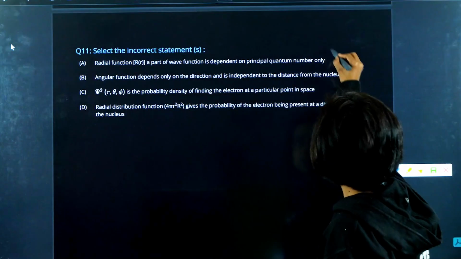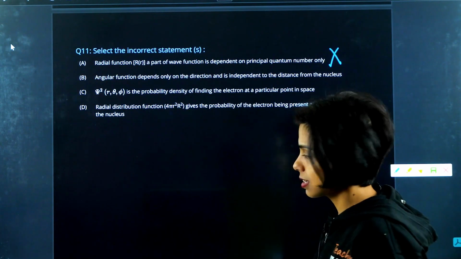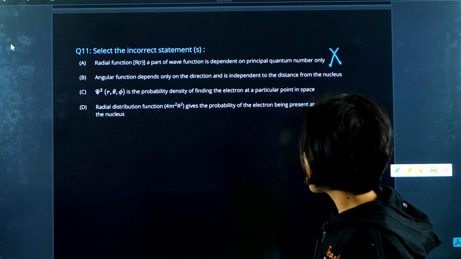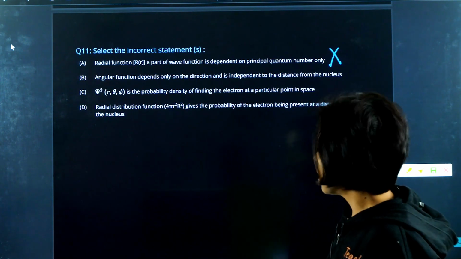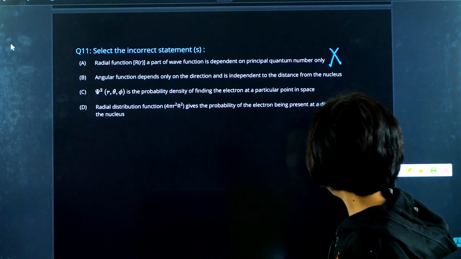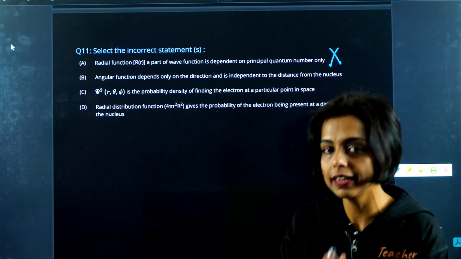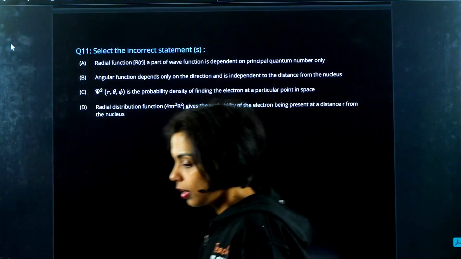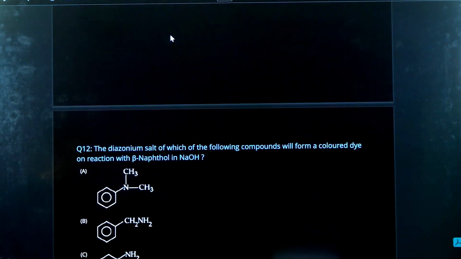So the first statement itself is an incorrect statement. But angular function depends upon direction and is independent of distance. Yes, that is right. Psi square is the probability density of finding an electron at a particular point in space. Radial distribution function gives the probability of finding the electron at a distance r from the nucleus. The rest are all correct. So the incorrect one indeed is A. Got it, guys? So A is the answer.